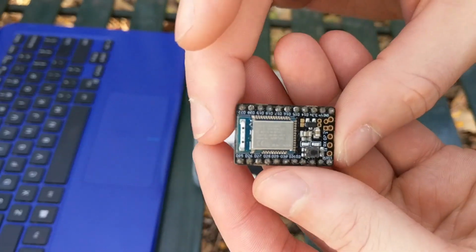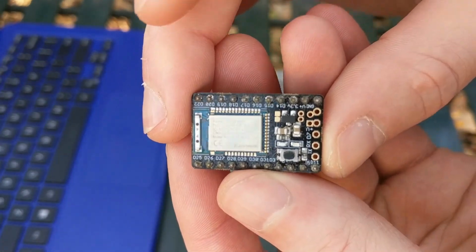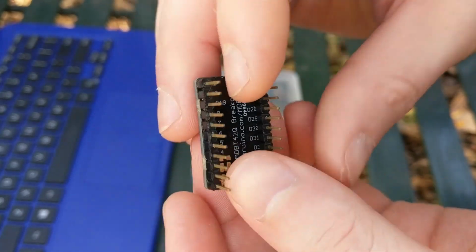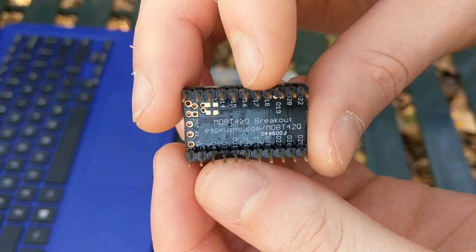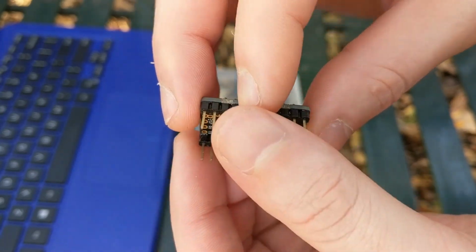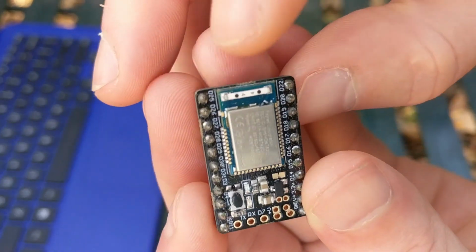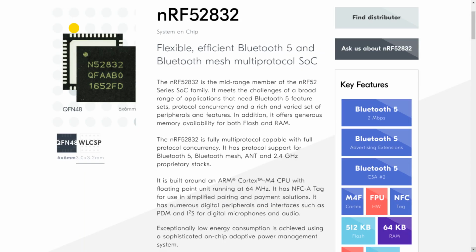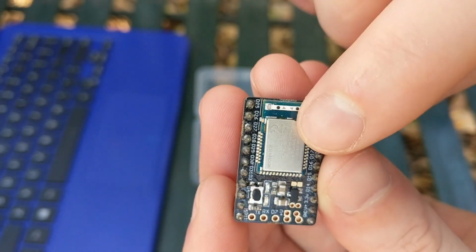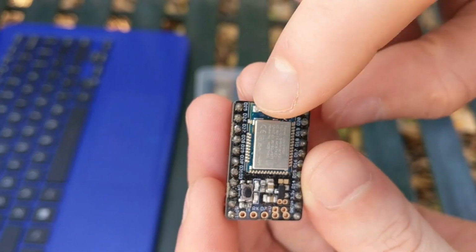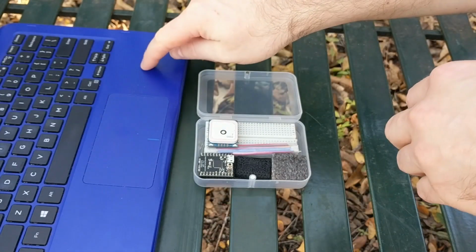I've chosen to use this tiny little MDBT42 breakout board, but you can use pretty much any microcontroller. Just remember to check that RX-TX voltage. These boards are great though. They're based on the Nordic NRF52, which is a really low power system on a chip with built-in Bluetooth low energy. And this one's loaded up with the Espruino runtime, so I can just power this thing up and start programming it from my laptop over Bluetooth.